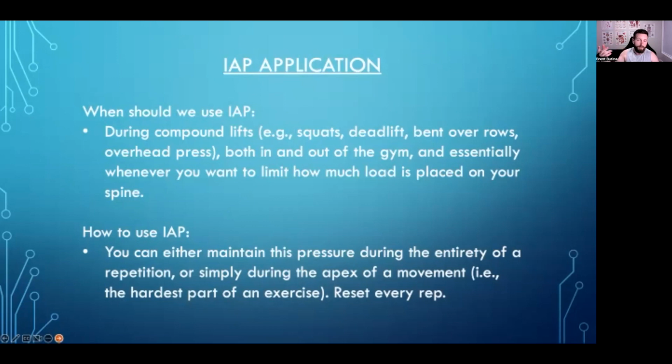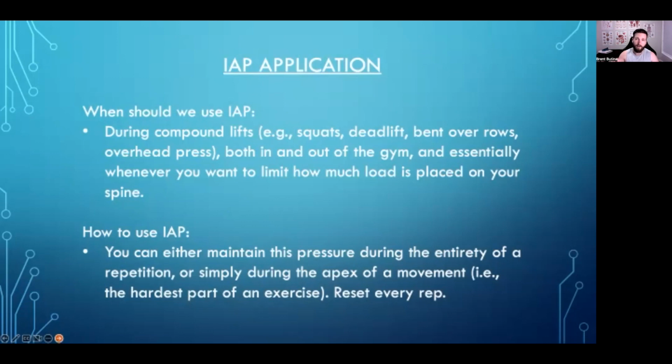So you can either do that, but for people who are short of breath quickly, or they're maybe not that fit, or this makes them lightheaded, for example, because they have some sort of breathing issue, or they just don't like it, what you can do instead is just take a breath at the apex of the movement.